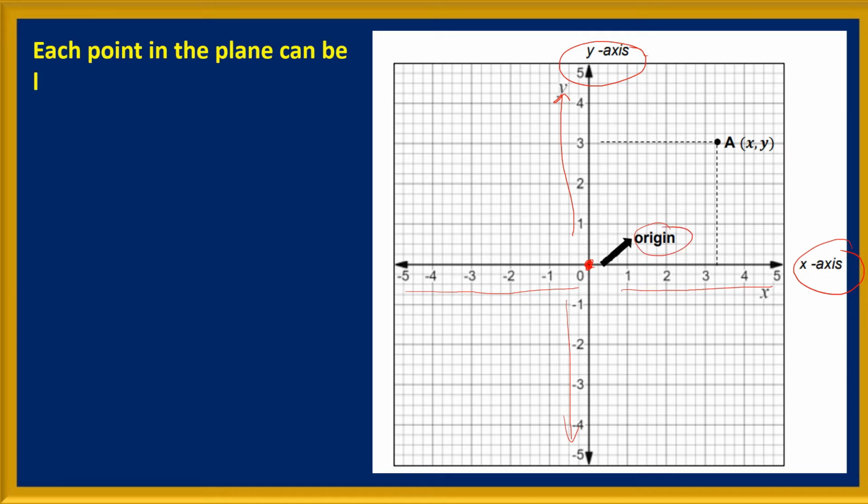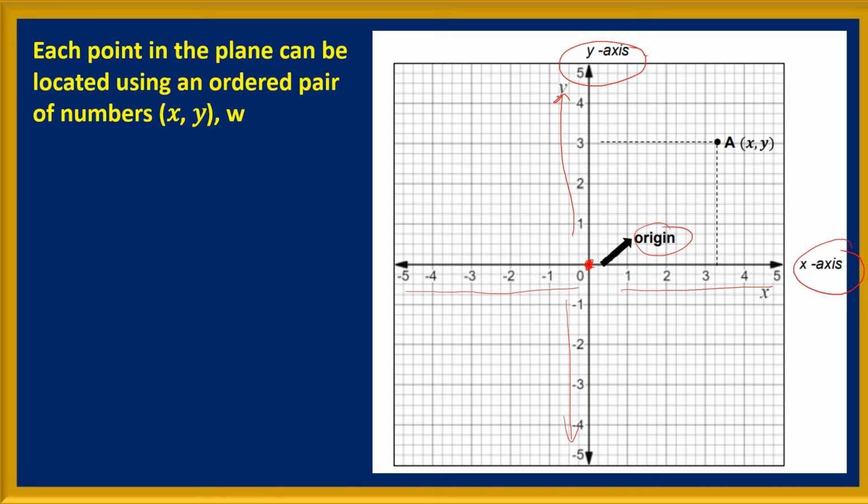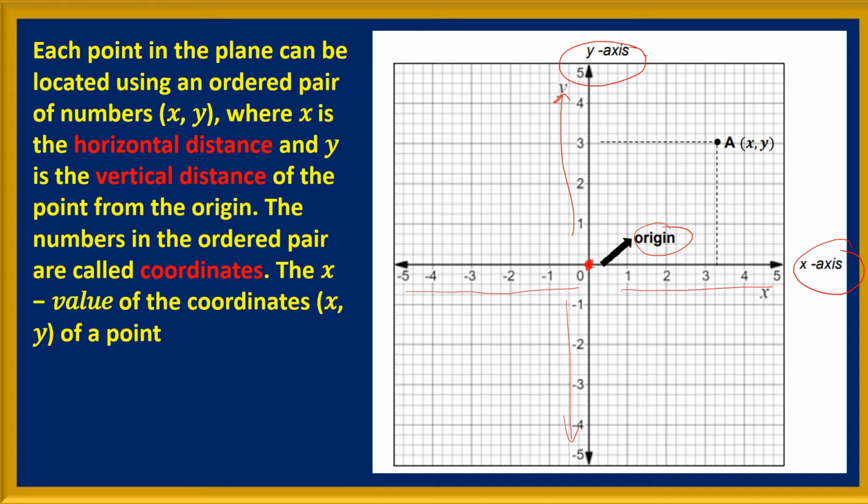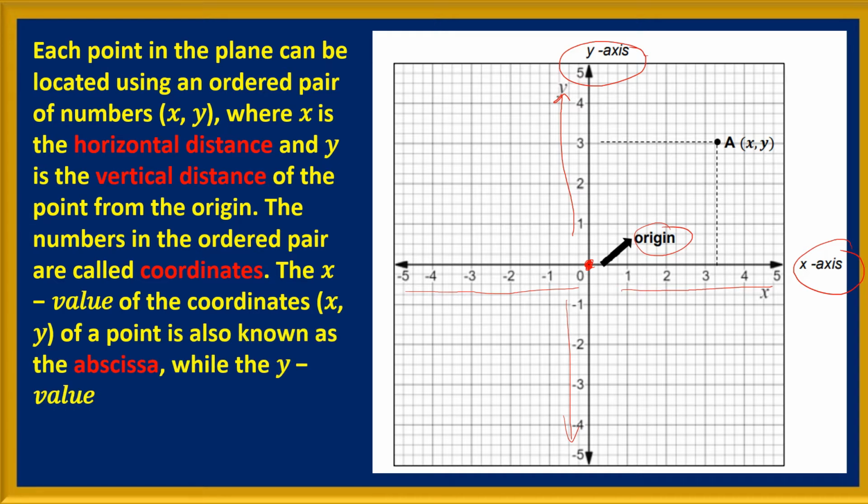Okay, so each point in the plane can be located using the ordered pair of numbers (x, y), where x is the horizontal distance and y is the vertical distance of the point from the origin. The numbers in the ordered pair are called coordinates. The x value of the coordinates (x, y) of a point is also known as the abscissa, while the y value is known as the ordinate.